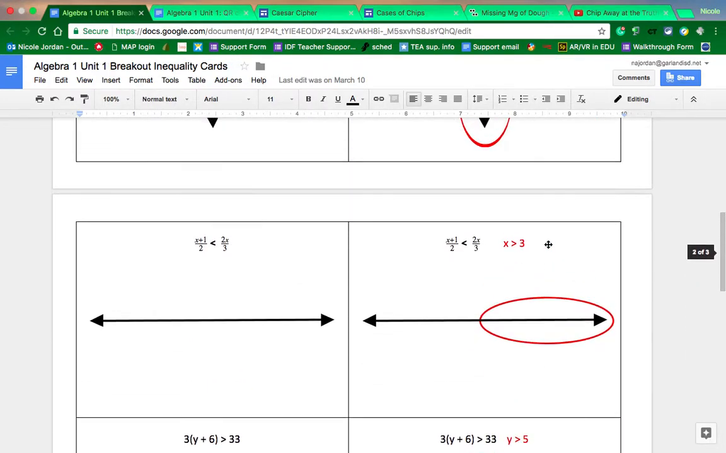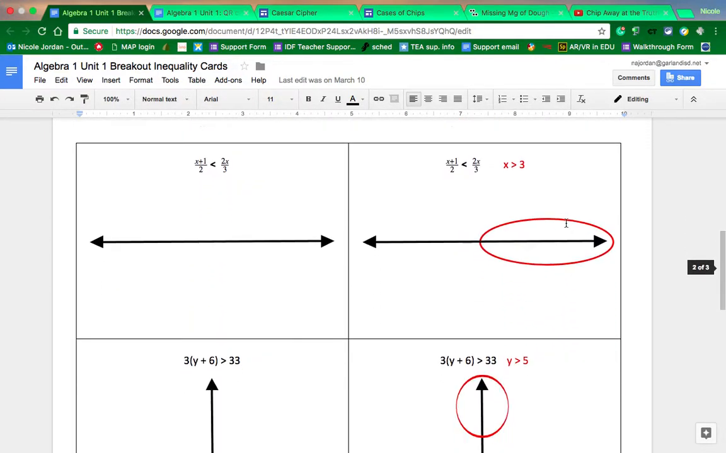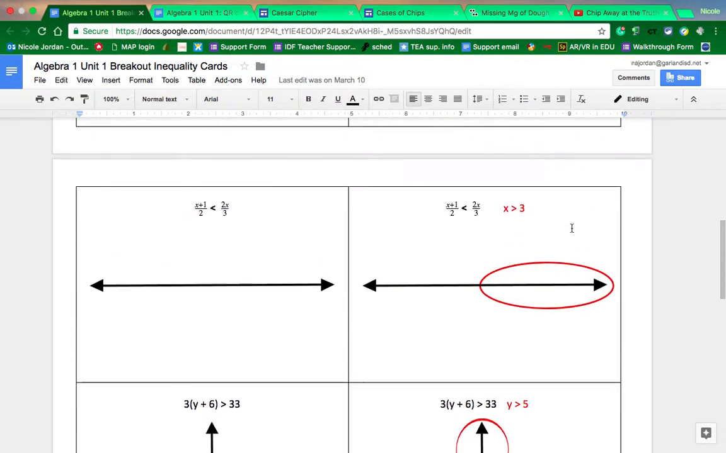The order of the directions is based on the number in the question. So this is x is greater than or equal to 1, so this is my first direction, which would be right. The second direction is y is greater than or equal to 2, which is up. And so the second direction is up. Then I'd look for the 3.